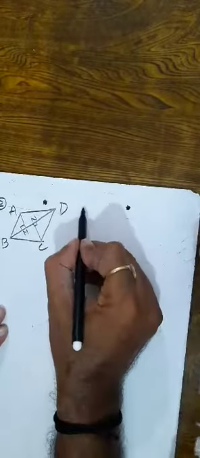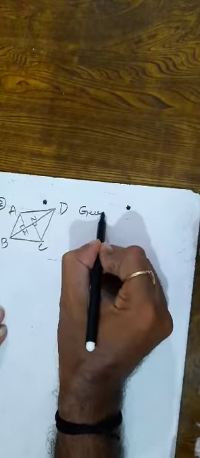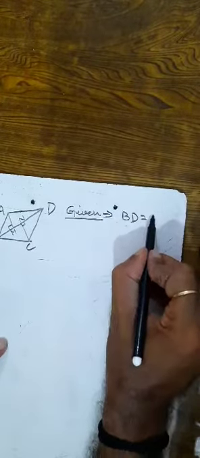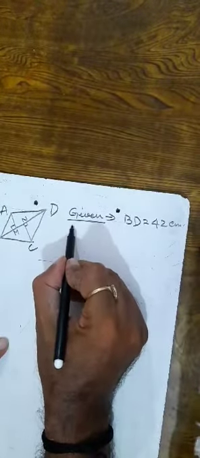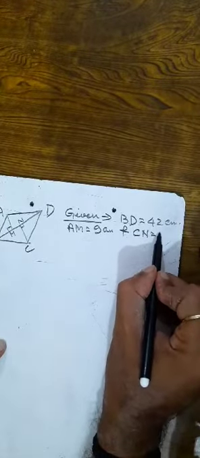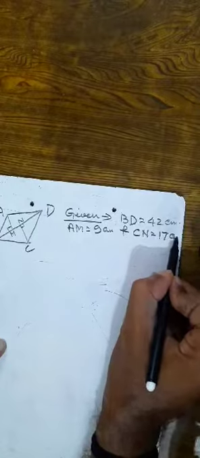Altitudes AM and CN are given here. Diagonal BD is equal to 42 centimeter, altitude AM is equal to 9 centimeter and altitude CN is equal to 17 centimeter. To find area of quadrilateral ABCD.